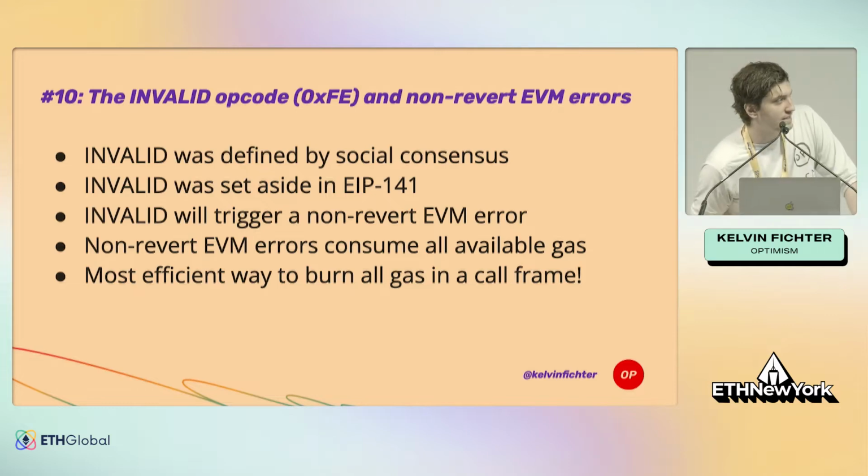Invalid is really cool because originally people just started using this opcode. They just picked it, and started using it, and it wasn't defined as an EIP. It was kind of defined by social consensus. Then in EIP 141, they set it aside as an official opcode called invalid, and it is the most efficient way to burn all of the gas that's available in a given call frame. So if you ever need to burn gas really quickly without actually doing work, you just trigger this opcode, and all of your gas will disappear immediately. Very efficient.